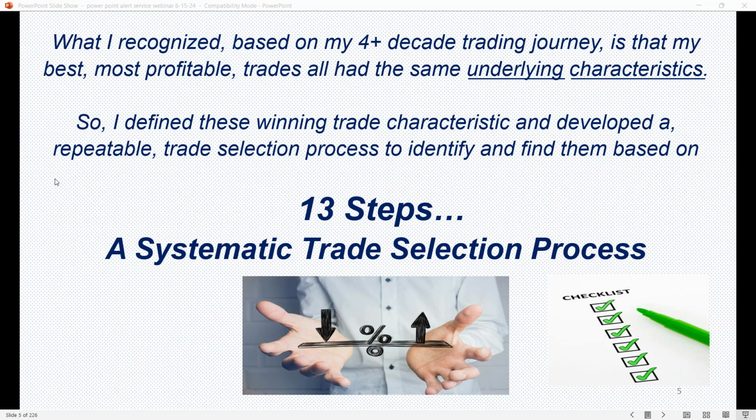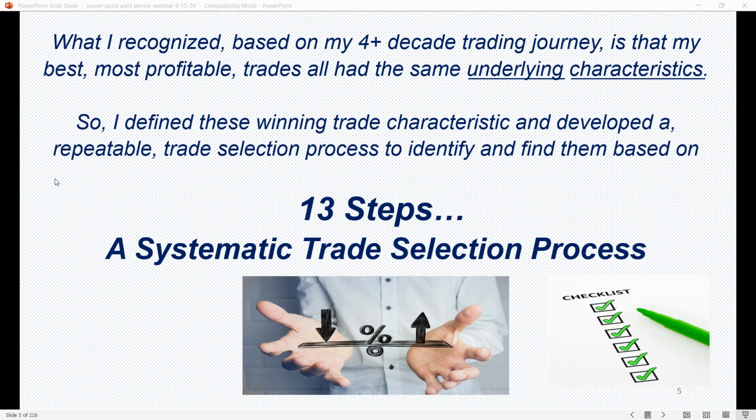So, what I did, I went back and I defined these winning trade characteristics, and then I developed a repeatable trading process to identify and find these types of trades based on 13 steps. So, kind of a selective, systematic trading process.